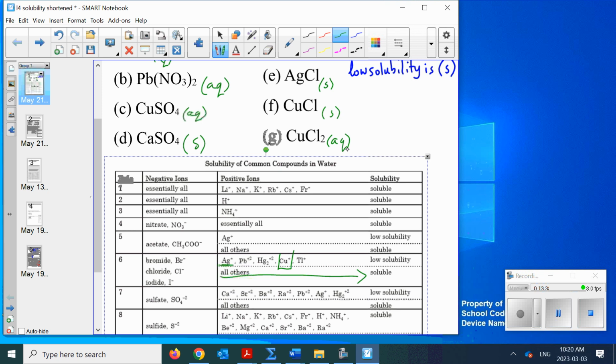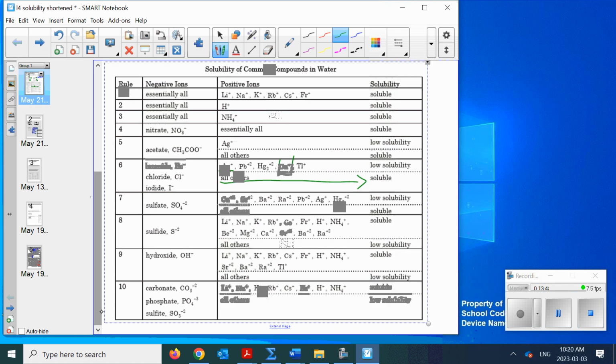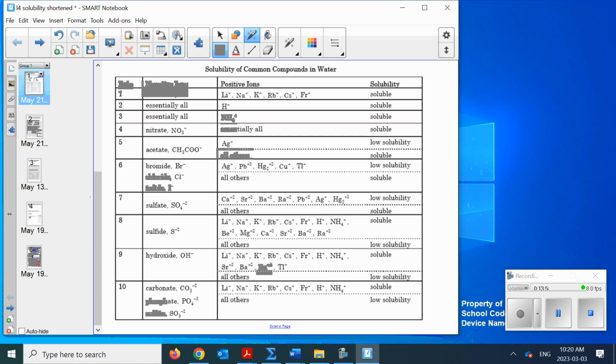Now, copper is one of the ones you've got to watch for. Is it the 1 or the 2? You've got to work backwards sometimes to figure out what the charge was. I'm not going to go through all of these rules, but just have your wits about you when you're doing this. Like, the way they list it.